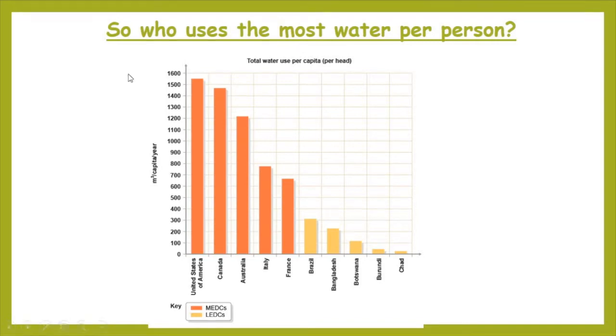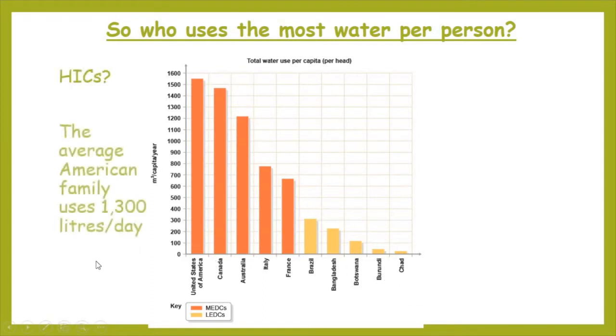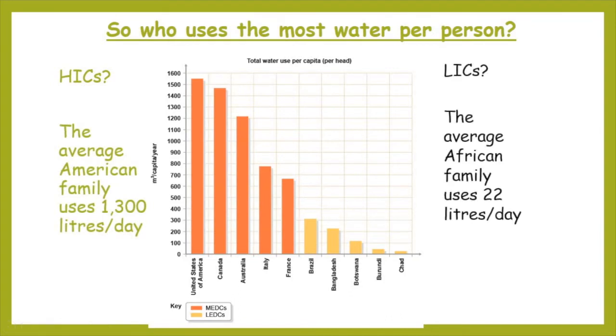When you think of someone in America, on average per year, uses over 1,500 cubic meters of water, compared to someone in Chad, who barely uses 50 cubic meters, we're talking barely 10 cubic meters of water for 365 days of life. How are they surviving on that? Chad is a country in Africa. So HICs, why do people in rich countries use so much more water than people in poor countries?